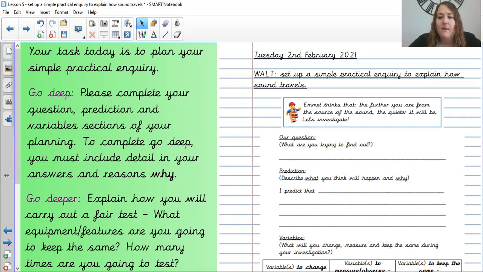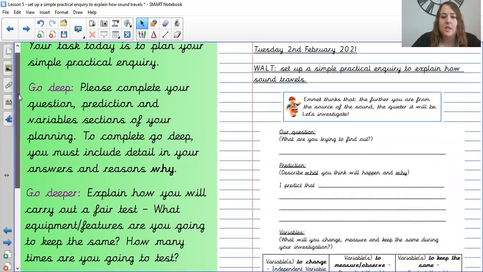So Emmet thinks that the further you are from the sound, the quieter it will be. So what is our question? What are we trying to find out with our string telephone or without our string telephone? What kind of question can you come up with? And again, they don't have to be exactly the same as everyone else's, but what is your question? What I'm going to ask you to do is to then write that on your question line. And then I'm going to ask you to make your prediction.